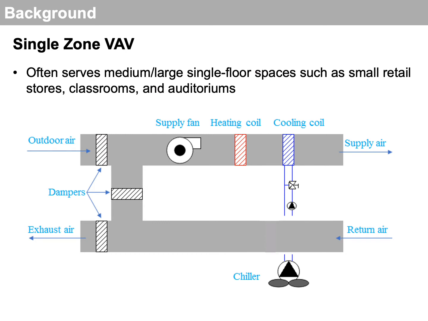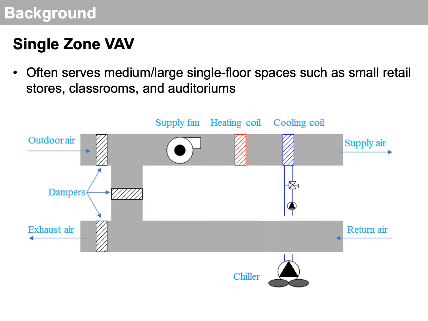I'll start out by describing a single zone VAV system. This is a heating, ventilating, and air conditioning system that's often used to serve medium to large single floor spaces such as small retail stores, classrooms, and auditoriums. It's really made up of a single air handling unit that has a number of pieces of equipment in it, the first being a supply fan, and then also a heating coil and a cooling coil. And then on the left there, you see a number of dampers that are used to determine how much of the return air is recirculated and combined with outside air and then sent through the system again to provide heating or cooling, and how much of it is exhausted to the outside.